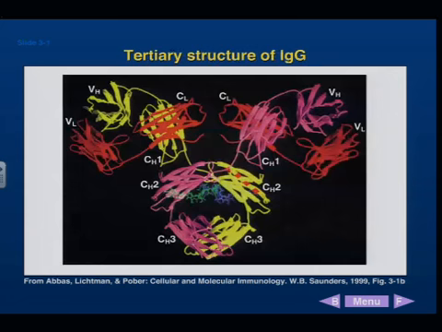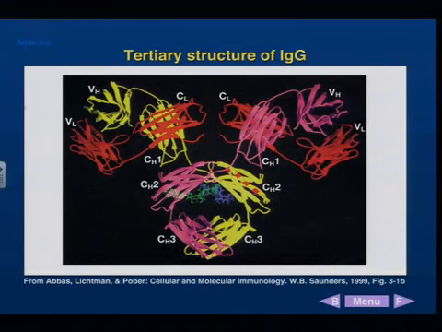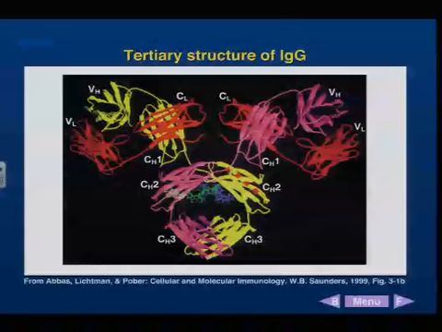Now, just to show you, these are not sticks in space. This is a three-dimensional picture of the same thing. The yellow one here is a heavy chain. This one here, the mauve one, is also the other heavy chain, and the red ones are the light chains. There is a variable region and a constant region. This is where the antigen binds.